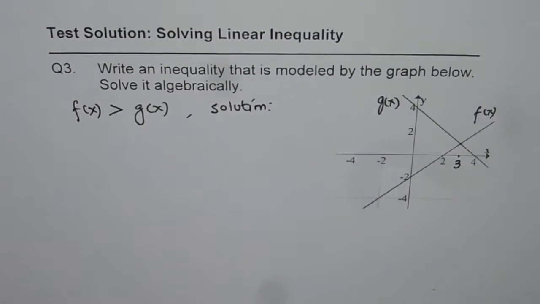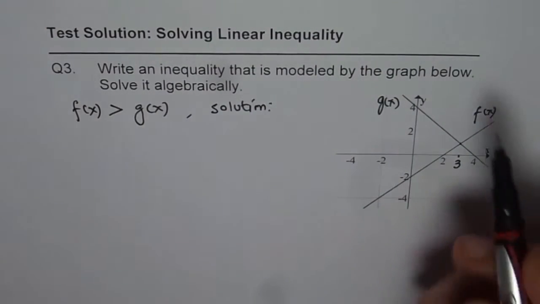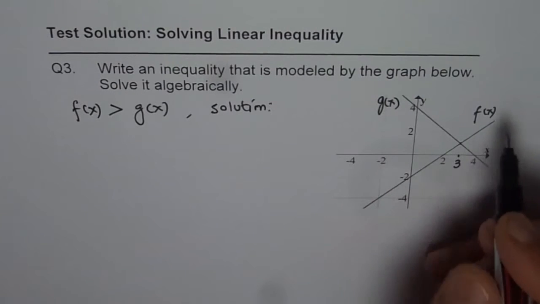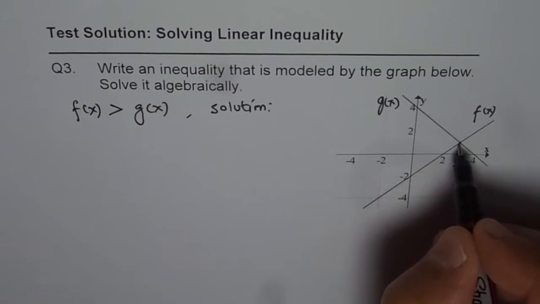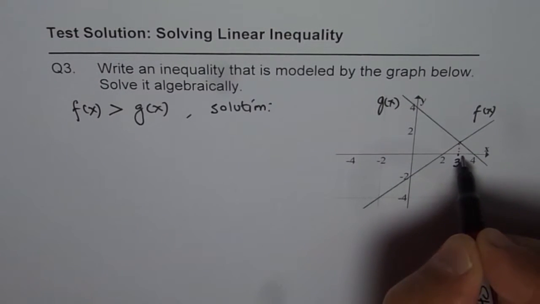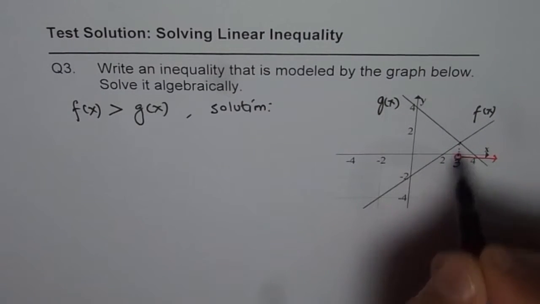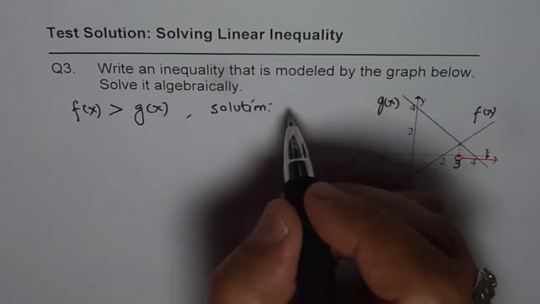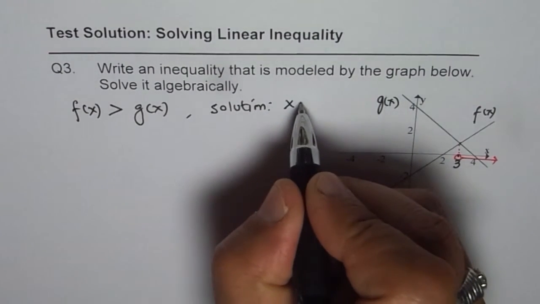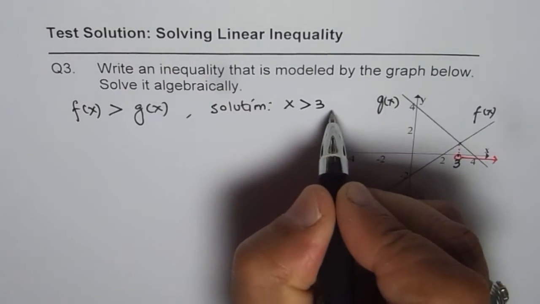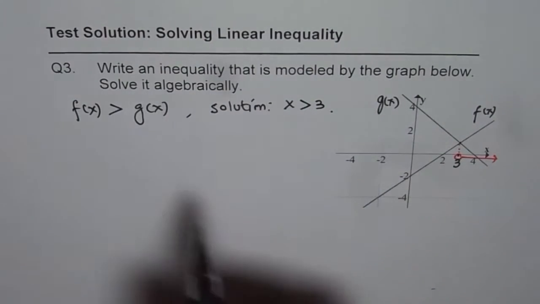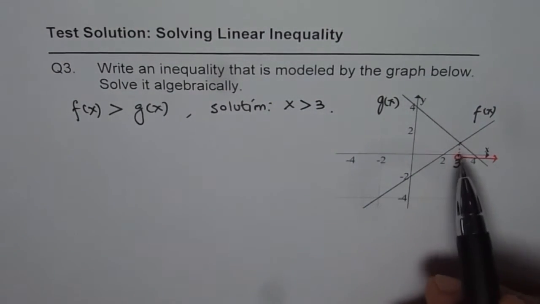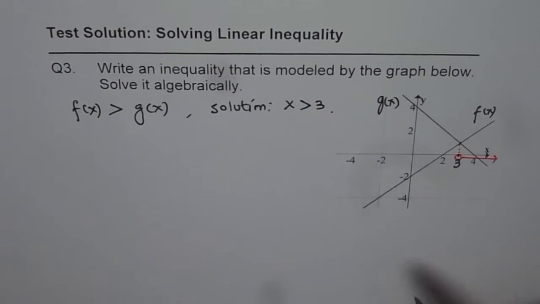From the graph we can see the solution. When is f of x greater than g of x? It is after this point, right? So after this point, all along this, not including 3, at 3 both are equal, correct? So the solution is from 3 onwards, when x is greater than 3. So that is the solution for this particular inequality. So from a graph we can actually read the solution.